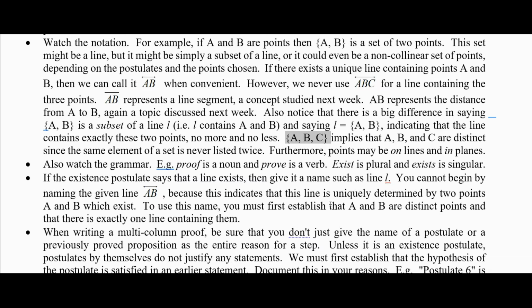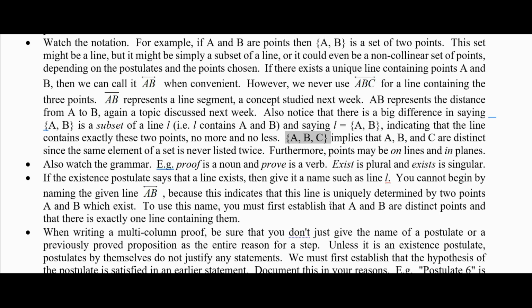Some other terminology: points are on lines and in planes, perhaps. Watch grammar. Proof is a noun, prove is a verb. Exist is plural, and exists is singular. If the existence postulate says that a line exists, then give it a name, such as, say, line L. Typically, we use lowercase italic letters for lines and planes, and uppercase letters for points, italic or not, it doesn't matter. You cannot begin by naming a given line AB, because this indicates the line is uniquely determined by 2 points A and B, which exist.